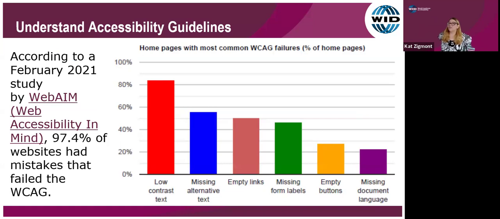And then I like to show this study. So this is why this work is so important. I always like to say the why. 97.4% of websites were deemed inaccessible by a study that WebAIM did. And these are the top issues that were found: low contrast, missing alt text, empty links, missing labels, empty buttons, and missing document language.